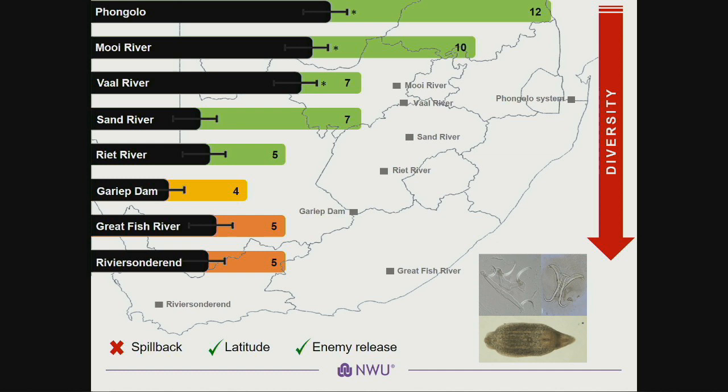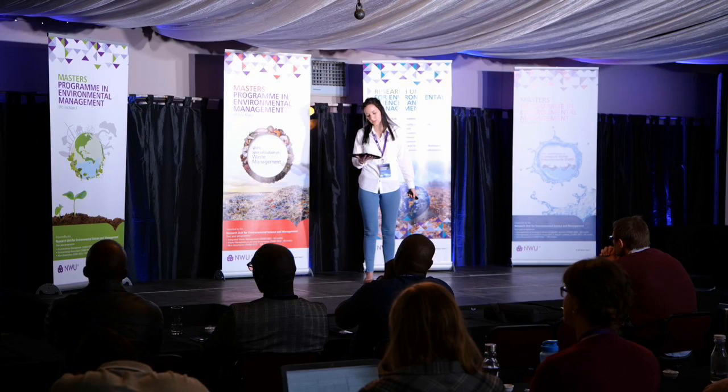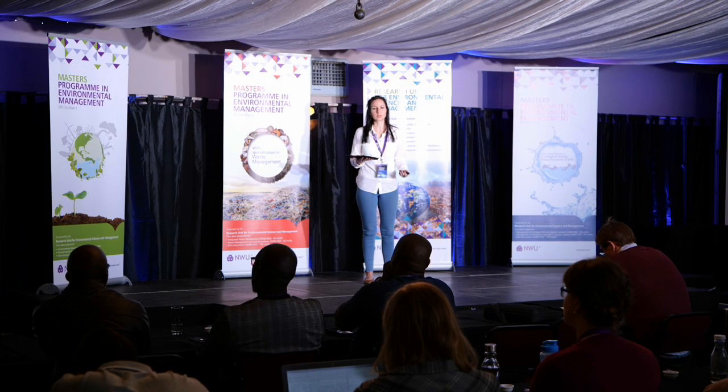In contrast, another monogenean, the right picture, was found less frequently and in very low abundances. That was followed by a complex life cycle parasite, the trematode Tylodelphys, which was the second most abundant parasite during this study. So overall, a decreasing trend is evident, from the highest parasite diversity in the northern populations decreasing with increasing latitude.